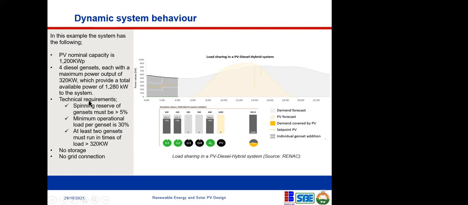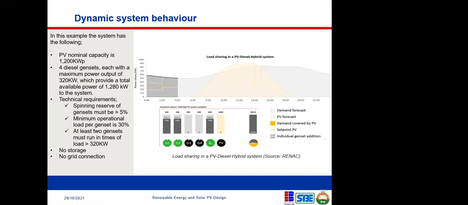So here are the technical requirements of the system that we're considering. Spinning reserve of the genset must be greater than 5%. Now, let me explain what spinning reserve is, because I know I will not explain it in any of our presentation. And I think this is the second time it's coming up.